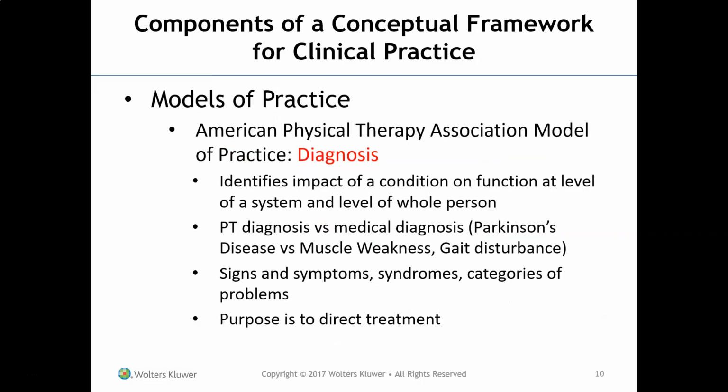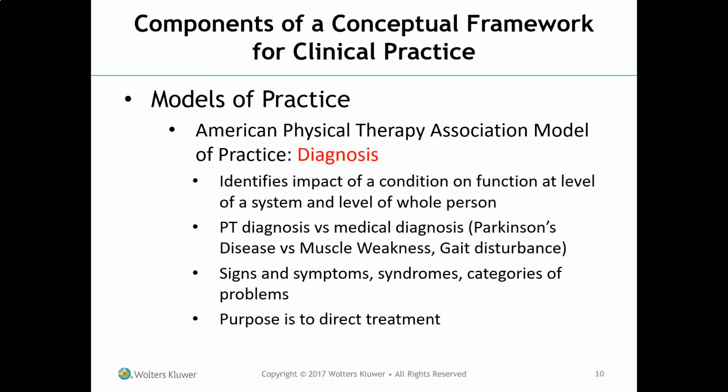So the next model of practice we're going to look at is diagnosis. Now the diagnosis identifies impact of a condition on function at a level of a system and level of a whole person. So now there's a big difference between a PT diagnosis versus a medical diagnosis. Parkinson's disease is the medical diagnosis, but the physical therapy diagnosis would be muscle weakness or gait disturbance. There's nothing that we as physical therapists can do about Parkinson's disease, but we can work on the muscle weakness and the gait disturbance. That is the physical therapy diagnosis that we're working on.